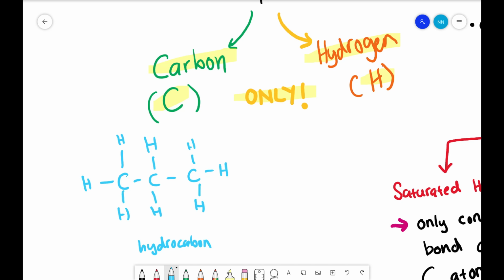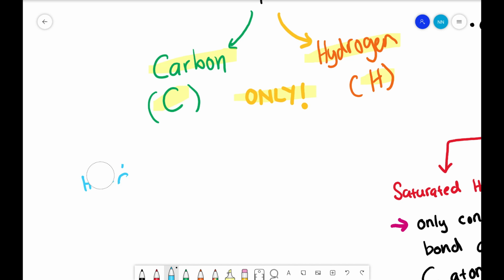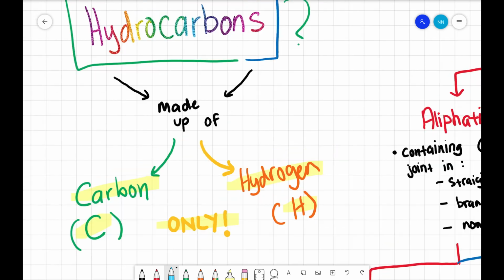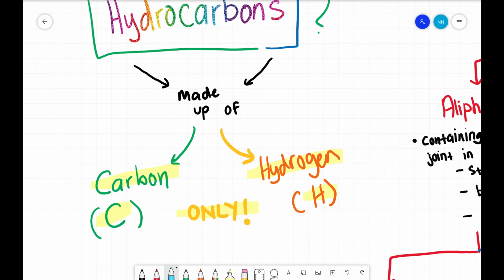If I replace H with a chlorine group, then this is not a hydrocarbon. Because the main concept of hydrocarbon is basically if you have carbon and hydrogen only, then you can call it a hydrocarbon compound. So that's the key concept. Organic compound that contains carbon and hydrogen.